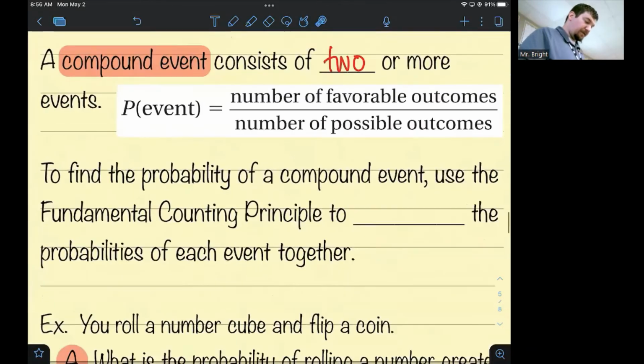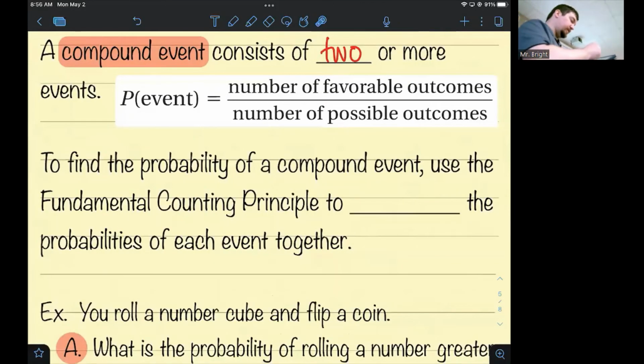All right, to find the probability of a compound event, we're going to use the fundamental counting principle to multiply our probability fractions together. We did this during that success time probability unit, and this was as difficult as it got. I said, this is as hard as this chapter gets, is multiplying 2 fractions together.